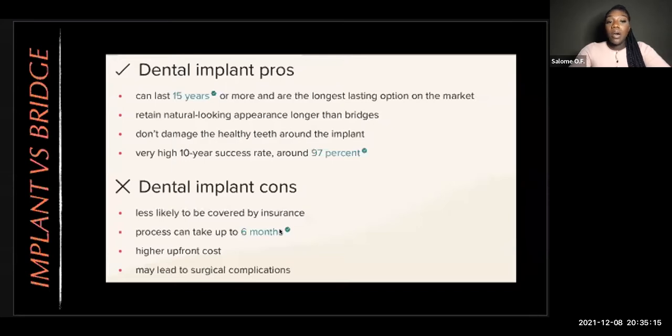Like I said, the process is long. It may take 6 months for you to finally get that tooth replaced. And you have to do surgery, and with surgery there may be complications, especially if you're a diabetic patient, or you have some type of systemic condition that compromises your healing. Then you may find that the surgery option may be a negative for you. But all in all, the implant is the best option because it's stable, and you have a long lasting time when you have implants placed.